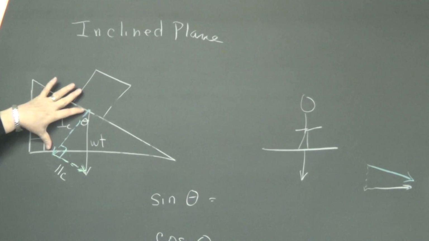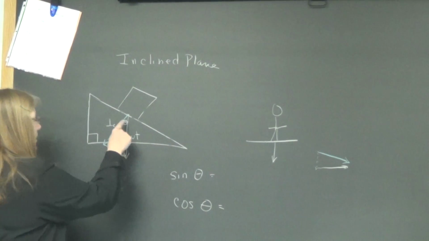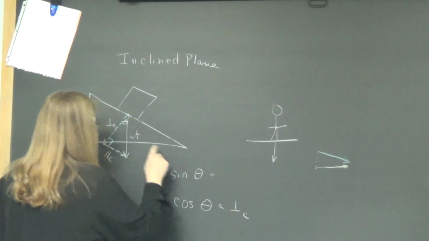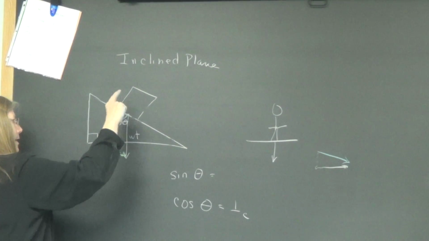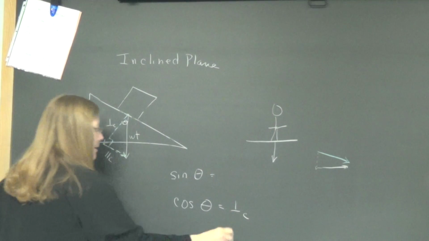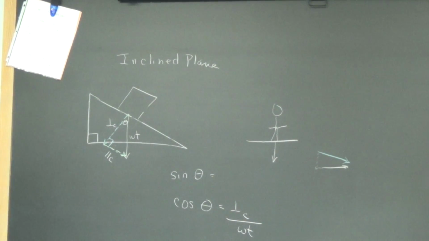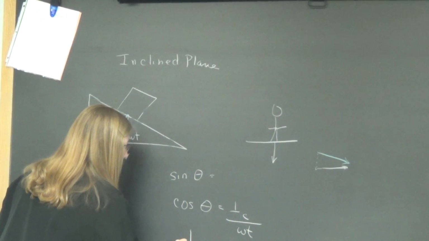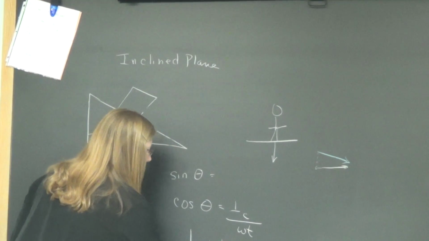Cosine is adjacent over hypotenuse. So cosine of this angle is the perpendicular component divided by the weight. All right, let's solve that for the perpendicular component, because that's what I want. So I multiply both sides by weight, and I get weight cosine theta.